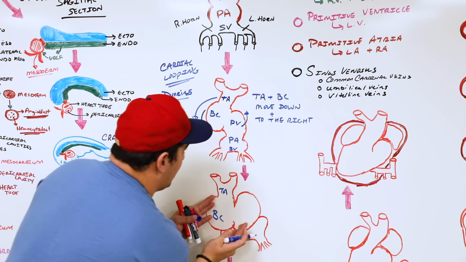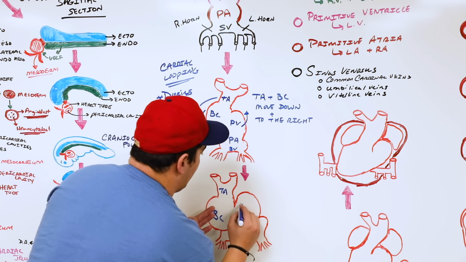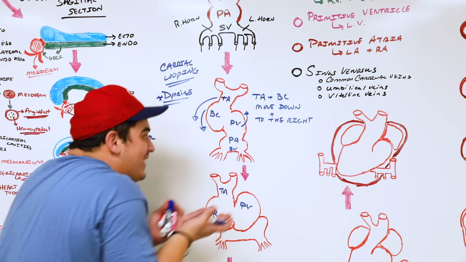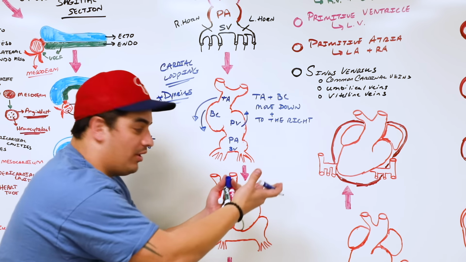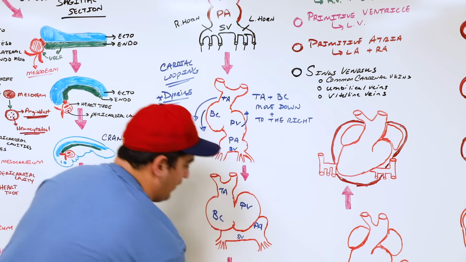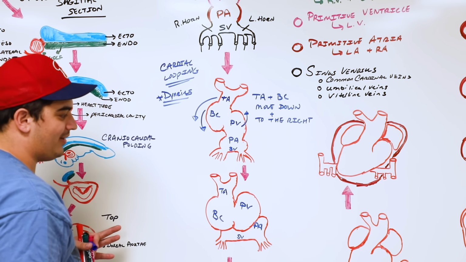The primitive ventricle is going to move left of the midline, so this is going to be your primitive ventricle. And the primitive atria actually get sucked into the back. They start moving backwards. So back here, you're going to have your primitive atria and your sinus venosus with your inflow tracts, right?